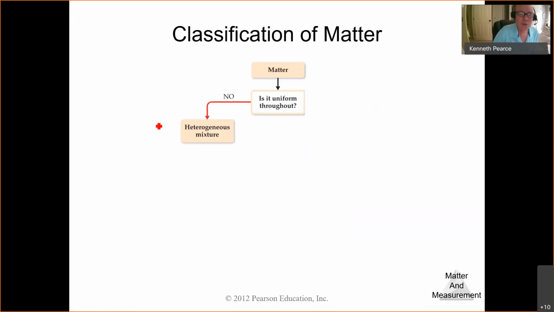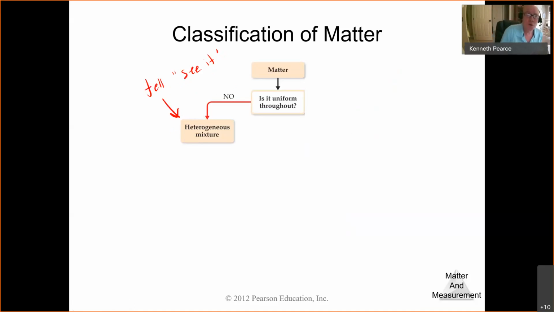Now, many times we can tell because sometimes we can see it. All right, if you look real close to a salt sand mixture, you probably will be able to pick out the salt crystals and the sand crystals. If you look at something like iron filings mixed in sand, well, you certainly could see the chunks of iron mixed in with the sand.